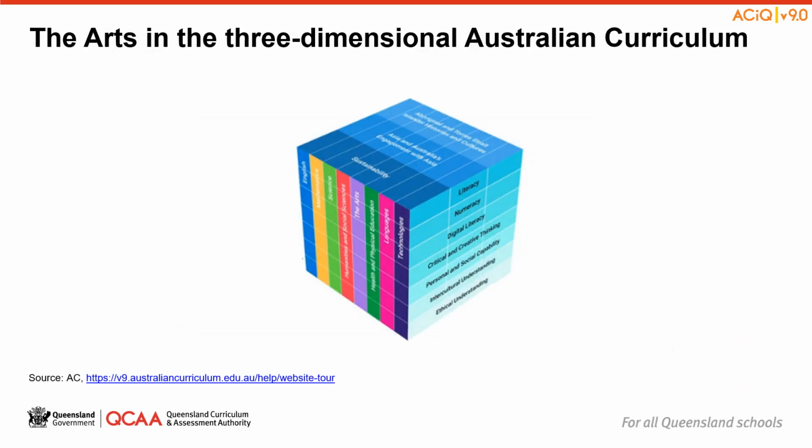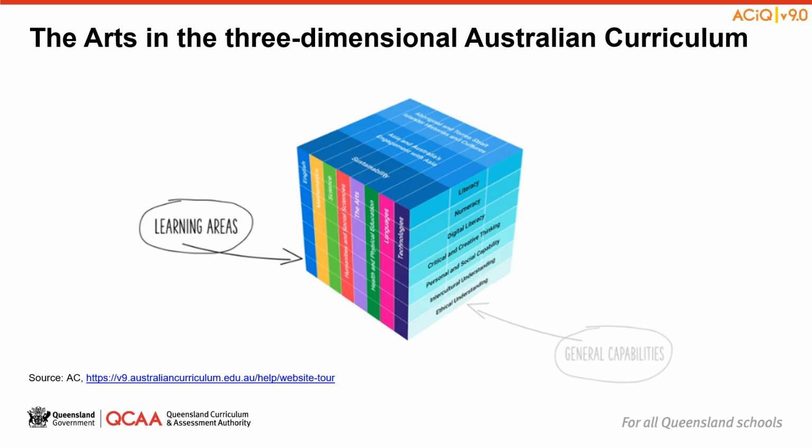Let's turn our attention to the curriculum itself. While there are changes in the revised The Arts curriculum, the three-dimensional interrelated structure of the Australian curriculum has not changed as part of the review. The diagram on screen visually represents these three dimensions. The Australian curriculum consists of 8 learning areas, with the arts indicated in purple.